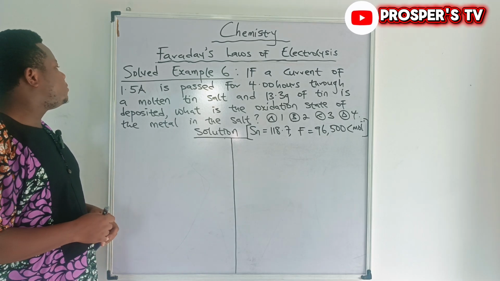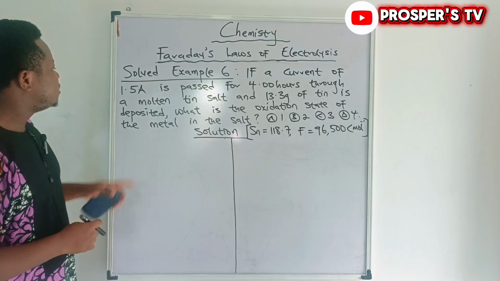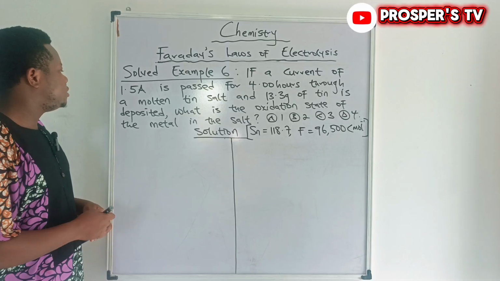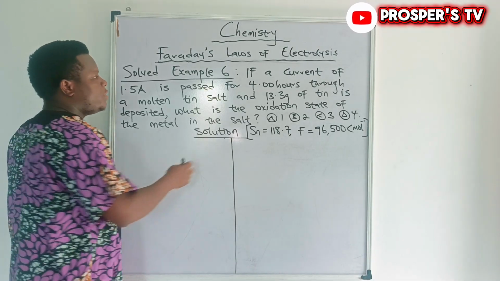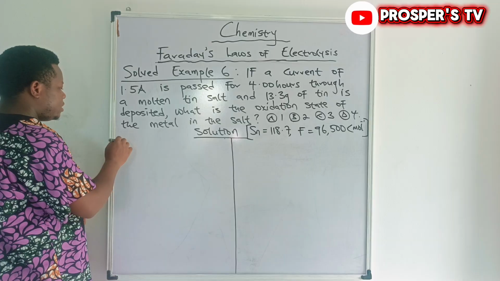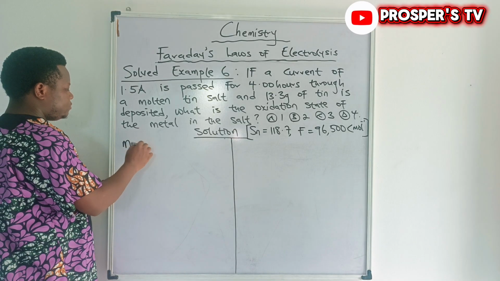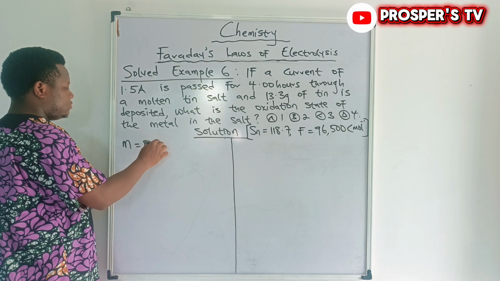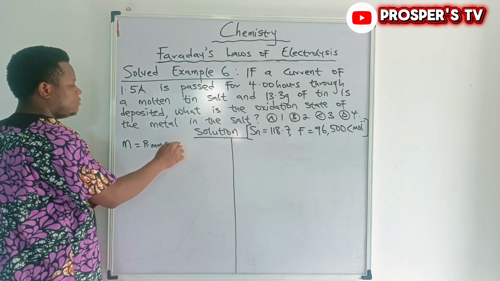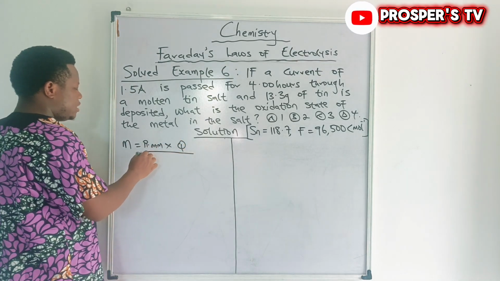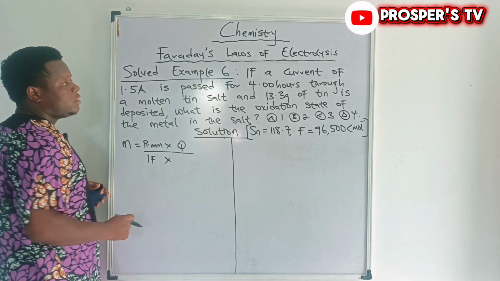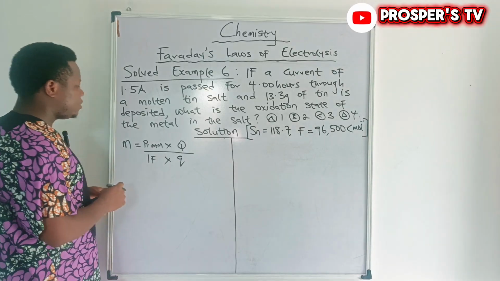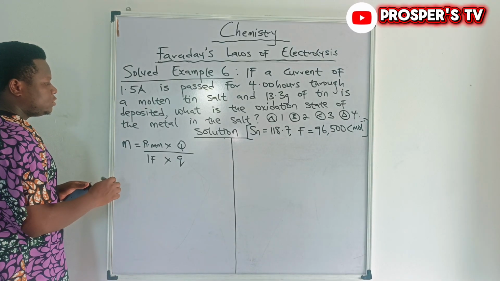It said, if a current of 1.5 ampere is passed for 4.0 hours through a molten tin salt and 13.3 grams of tin is deposited, what is the oxidation state of the metal? So we're given the mass of tin deposited, so we can make use of our general formula that says what? Mass is equal to your relative molecular mass times your quantity of charge divided by the value for 1 farad, then multiplying Q.